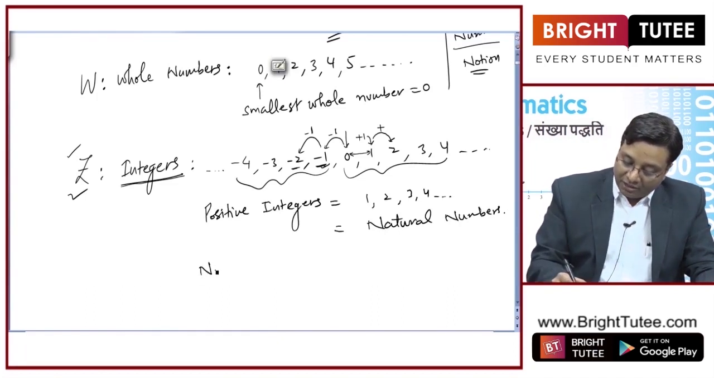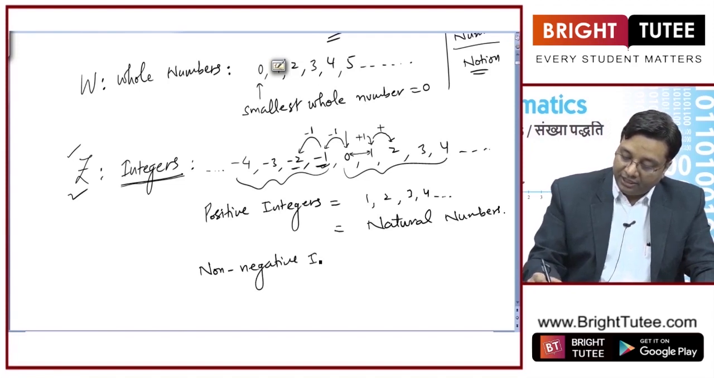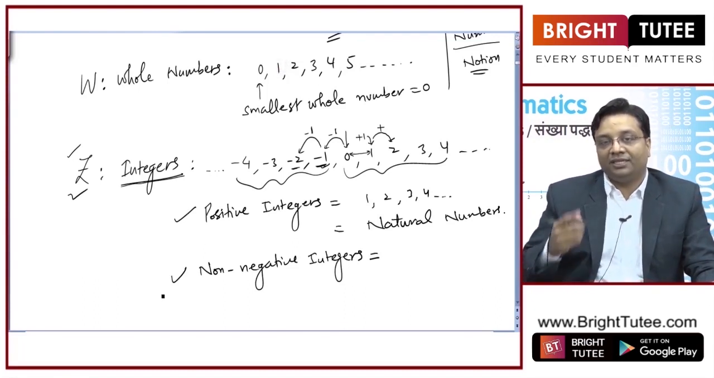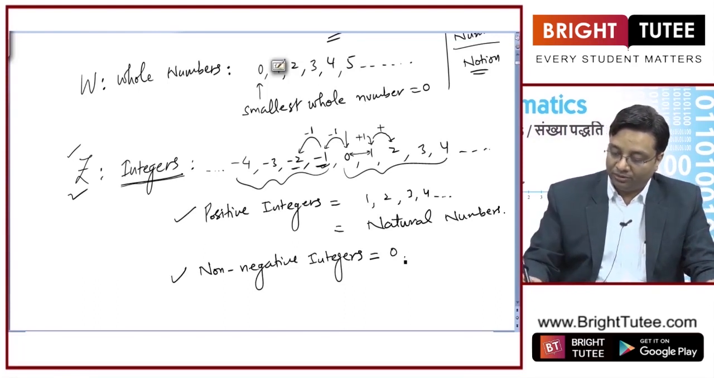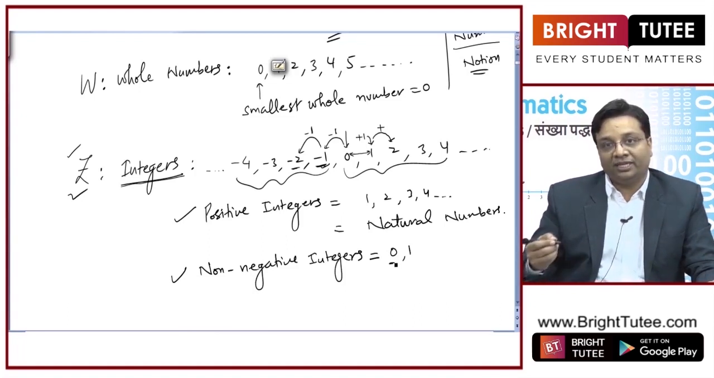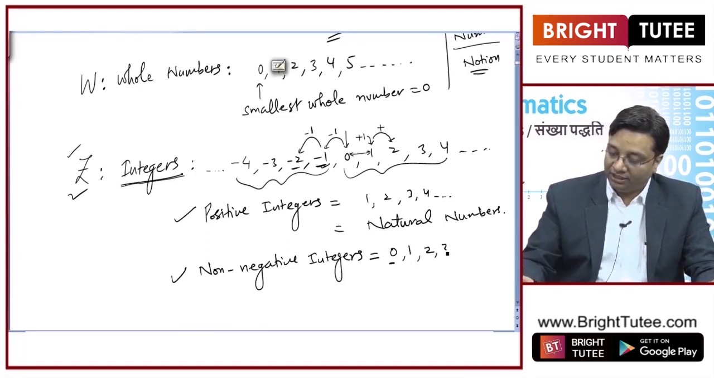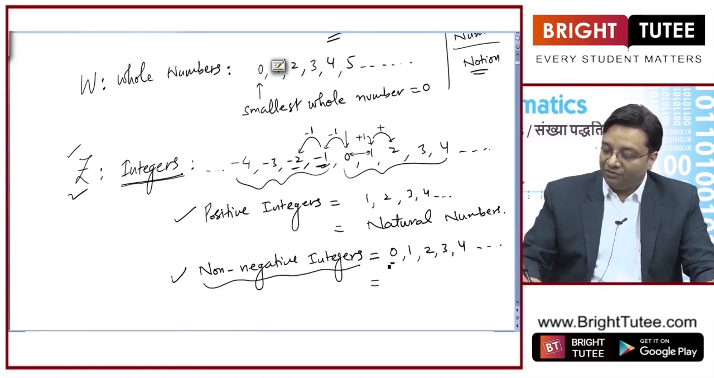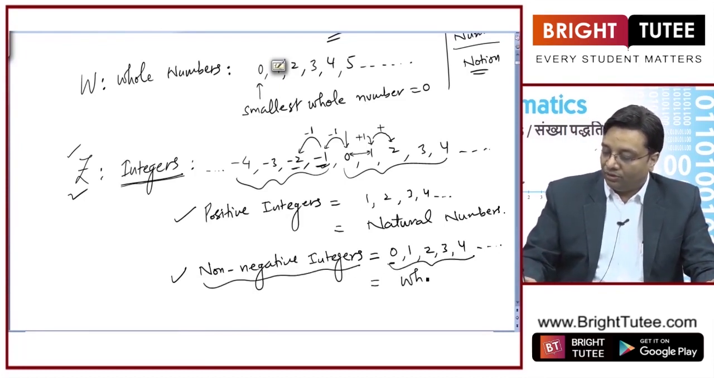If I ask you what are non-negative integers, how are they different from positive integers? Because non-negative integers also include 0. 0 is also non-negative, right? So 0, 1, 2, 3, 4 and so on. These are non-negative integers which are also whole numbers.